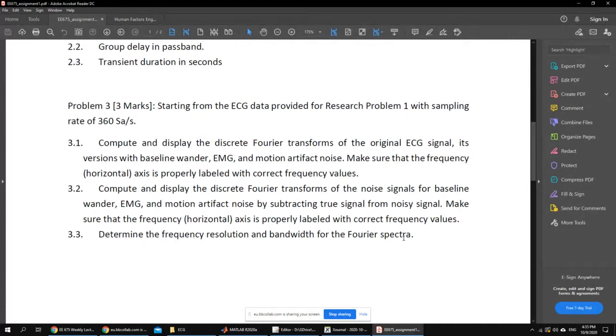So I don't need to make a filter for the noise? Actually, this will be done in the remaining part of research problem 1. So you're going to do that for the upcoming or the rest of research problem 1. Okay.